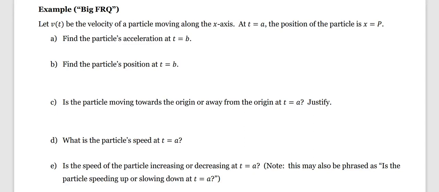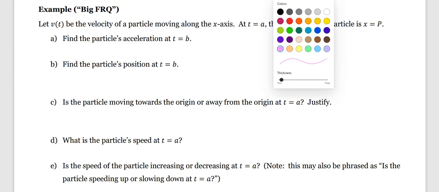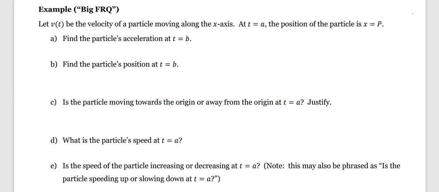Hi, Calculus. We are going to do the big FRQ for motion. It says let v of t be the velocity of a particle moving along the x-axis. So what we're going to assume is that the function v of t is given. And also we're going to write a lot of notes with the assumption that this will be calculator active. So we're going to assume that function is given, okay?